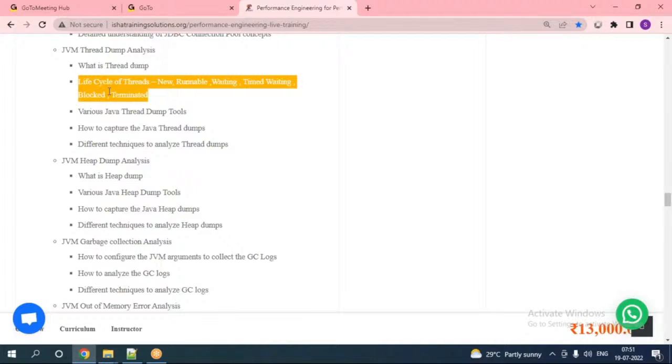It will definitely help you crack the interview. For thread dump there are various tools. The utility tools are available in the JDK folder, or there are external tools that are available.